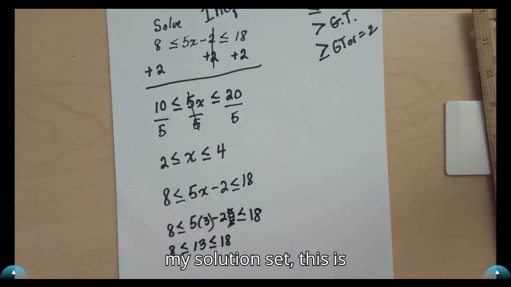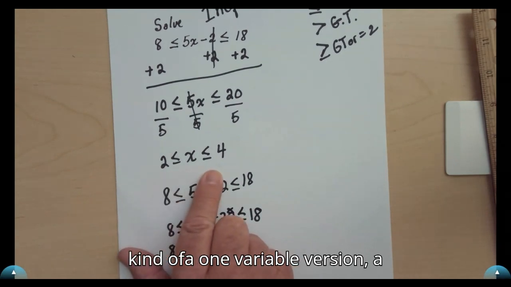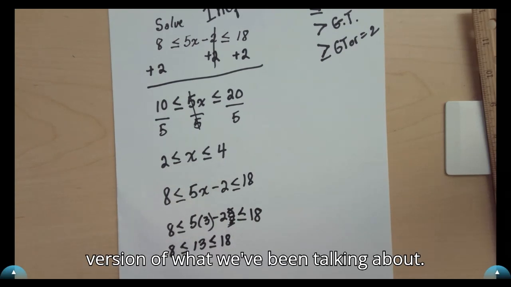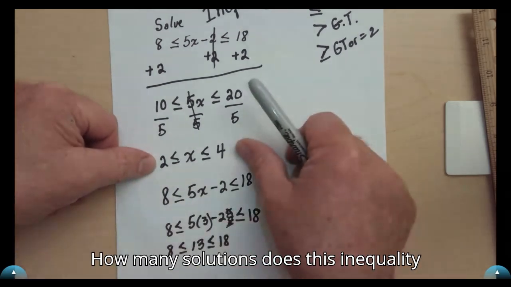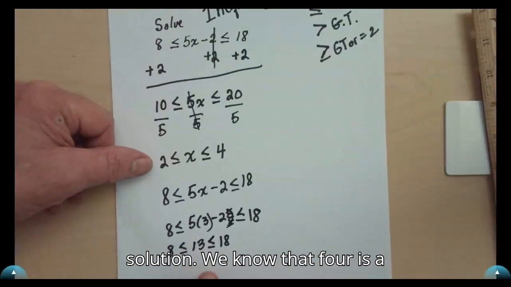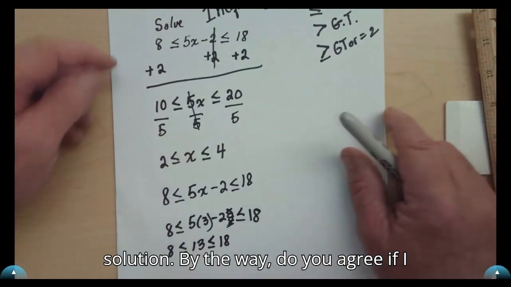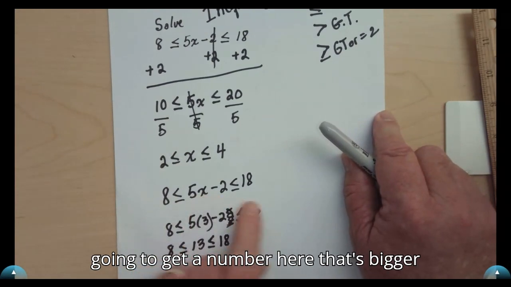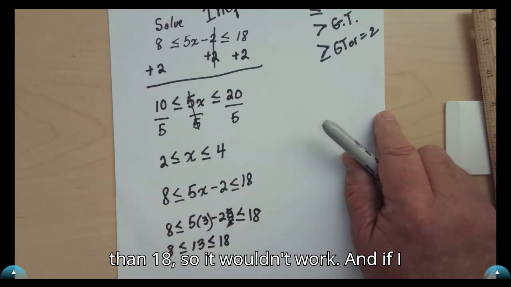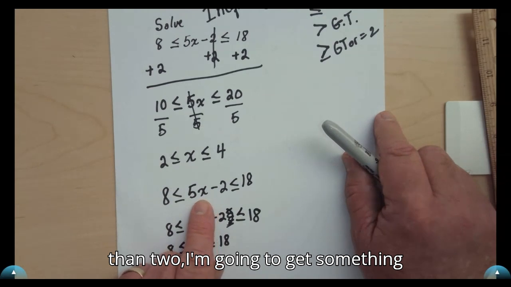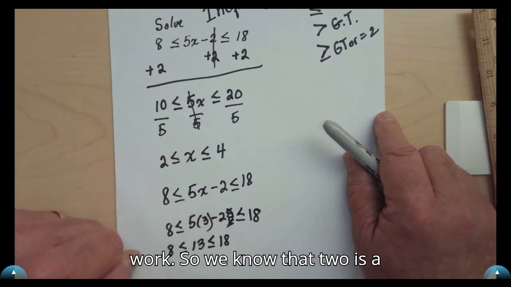So my solution set is kind of a one variable version of what we've been talking about. How many solutions does this inequality have? We know that 2 is a solution. We know that 3 is a solution. We know that 4 is a solution. By the way, do you agree if I plug in anything bigger than 4, I'm going to get a number that's bigger than 18, so it wouldn't work. And if I plug in a number for x that's smaller than 2, I'm going to get something smaller than 8, and that wouldn't work.